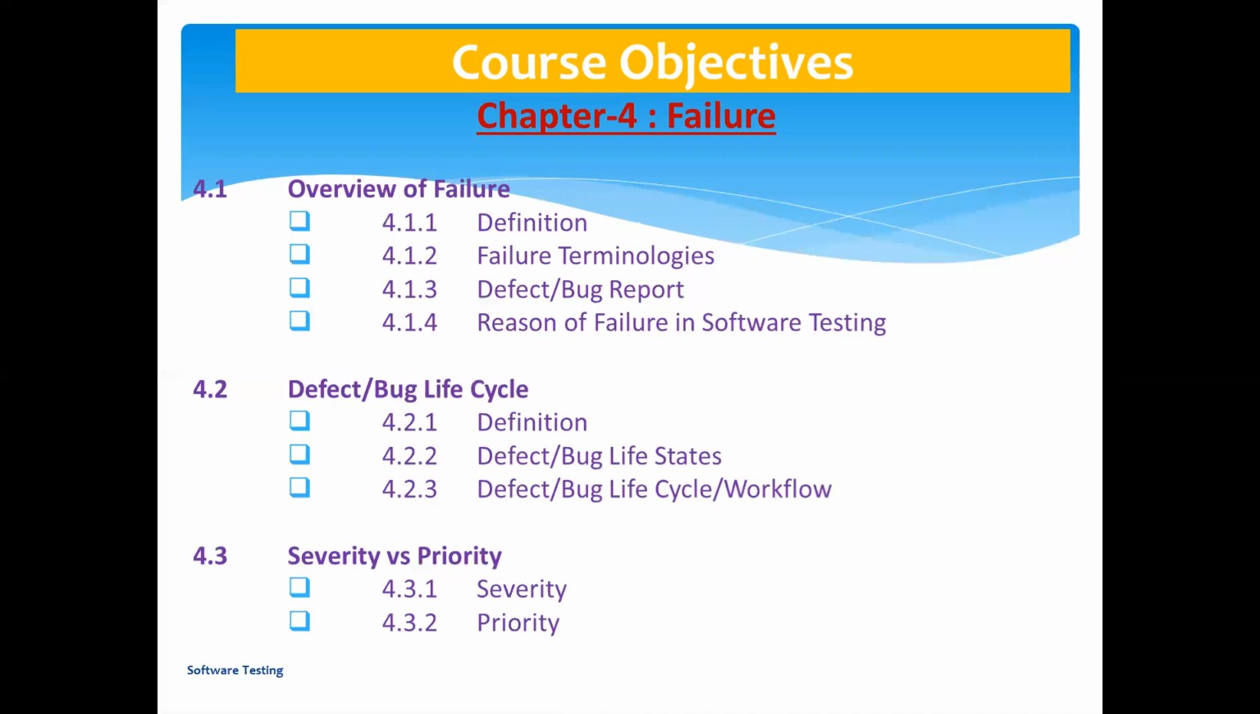First one is overview of failure, definition, then different terminologies. Next, defect, bug, report, and how to report that. Then what is the reason behind this failure? Due to which reason the application can fail or your testing can fail. Then next is the defect bug life cycle. So which life cycle do we need to maintain?